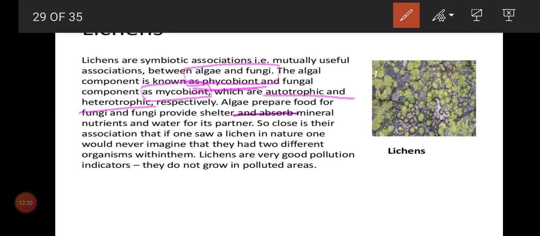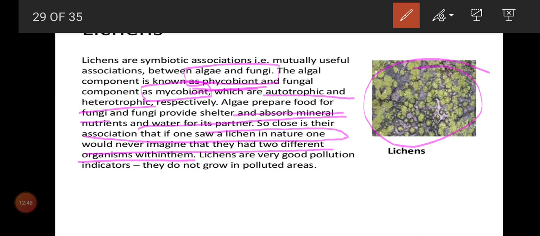And algae prepare food for fungi, and fungi provide shelter and absorb mineral nutrition and water for their partner. Likewise, vice versa, a mutual relationship exists between algae and fungi. So close is their association that if one saw a lichen in nature, one would never imagine that there were two different organisms within it. Now look at the structure of lichen. We can't imagine two partners living together in the lichen.